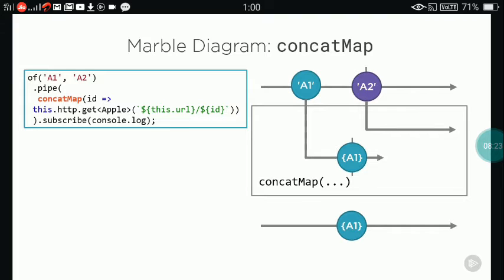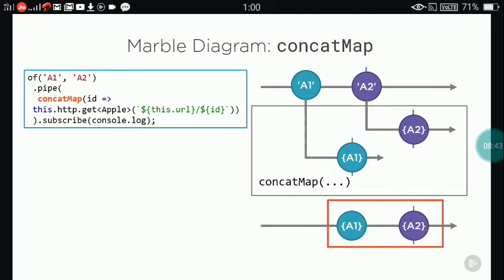It then subscribes to that observable, and the GET request is issued. Concat-map again waits for the response. When the response is returned, the data emitted from this inner observable is concatenated to the output stream. The inner observable completes. And since we've used the of creation function, the outer observable completes. As a result, each apple's data is emitted to the output stream in sequence.